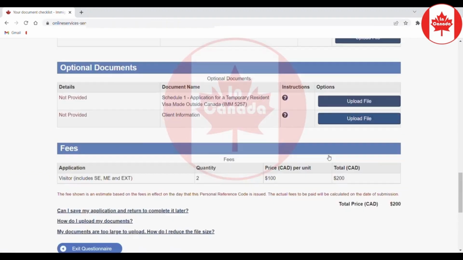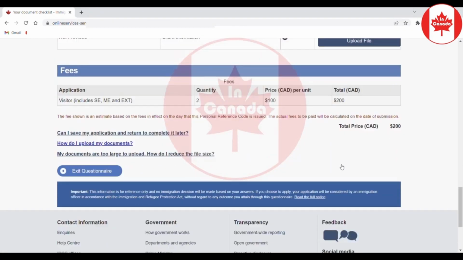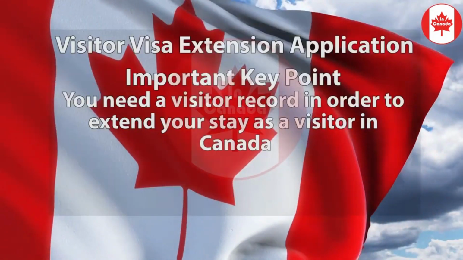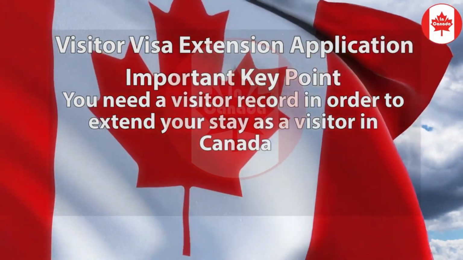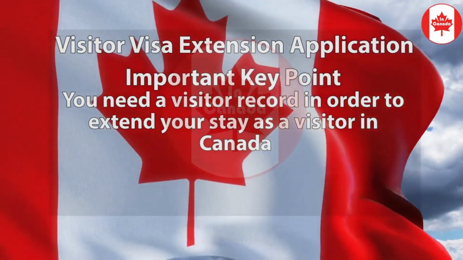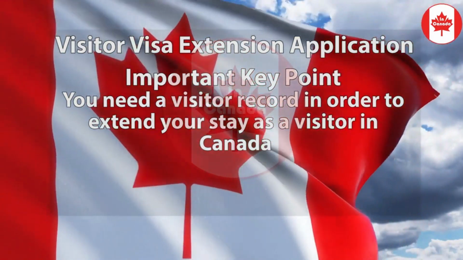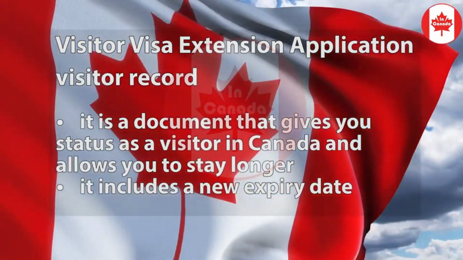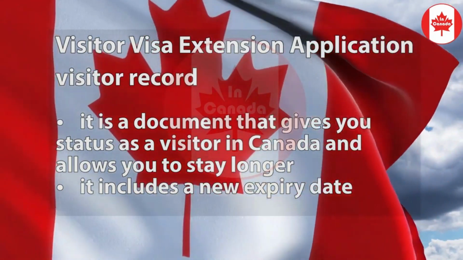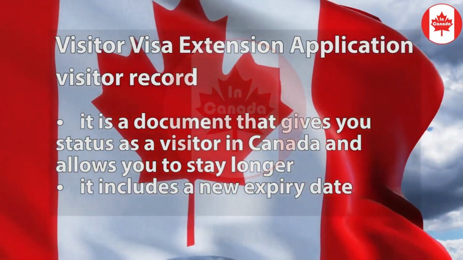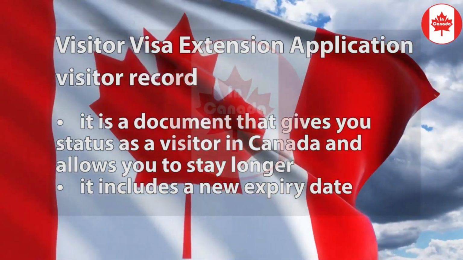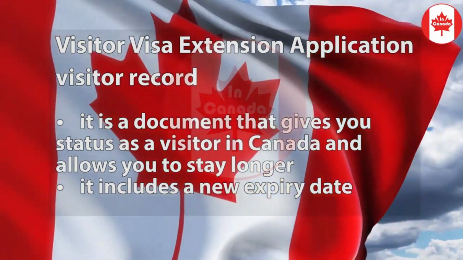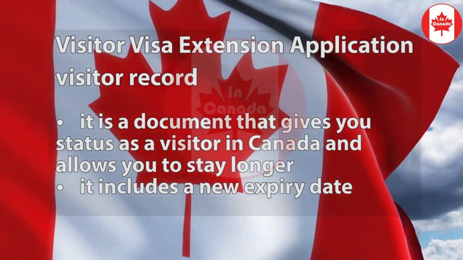We hope that this video is informative for you and you can submit your visa extension application to IRCC all by yourself. An important key point is, if you want to extend your stay in Canada as a visitor, you need to apply for a visitor record. A visitor record is not a visa. What is a visitor record? It is a document that gives you status as a visitor in Canada and allows you to stay longer. It includes a new expiry date, that's the new date that you must leave Canada by.